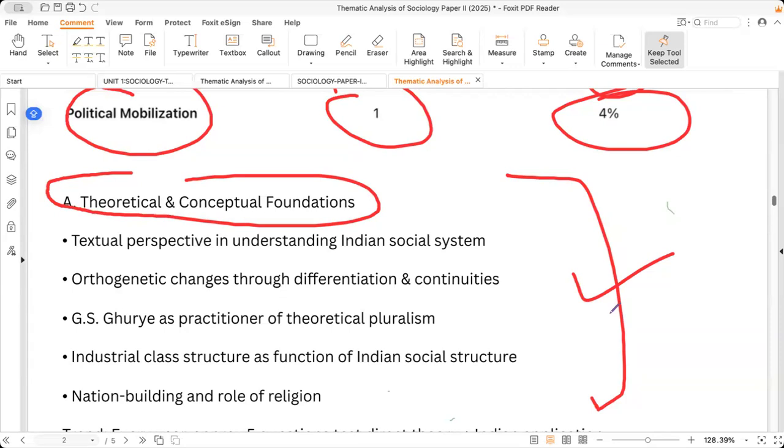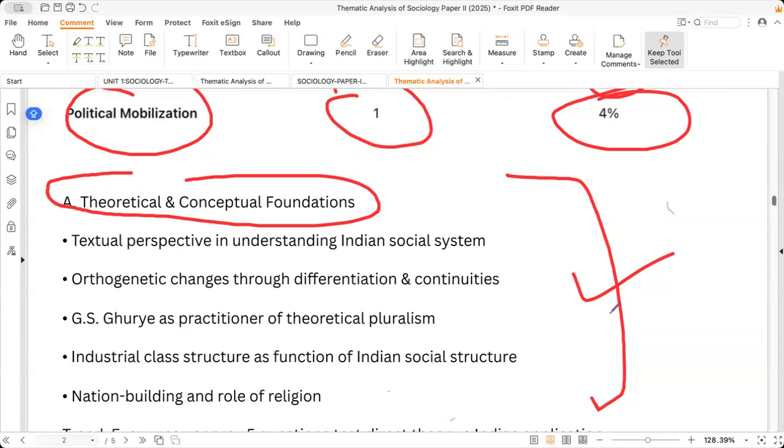Okay. Second is orthogenetic changes through differentiation and continuities. What is orthogenetic? What is heterogenetic? There is something called internal and there is something called external. If you have studied the theory of Yogendra Singh, he has given a complete theory, which is also like a chemical formula, the modernization of Indian tradition. He mixed all the theory: little tradition, great tradition, orthogenetic changes, heterogenetic changes, macro changes, micro changes. He has encapsulated the entire idea of social change and made a grand salad like Talcott Parsons. So if you understand his theory, you understand everything.